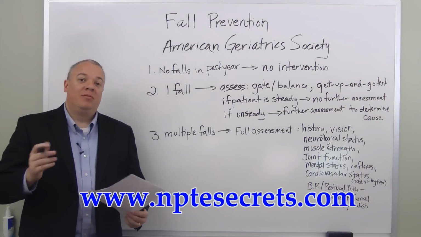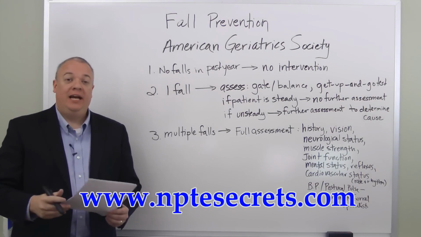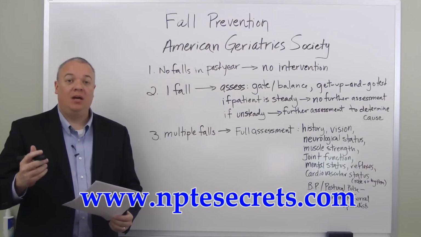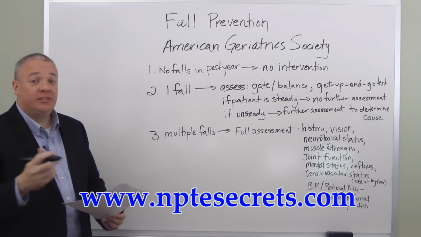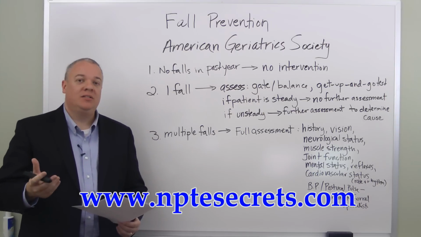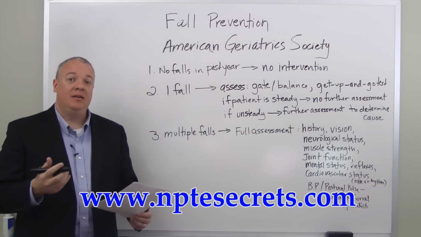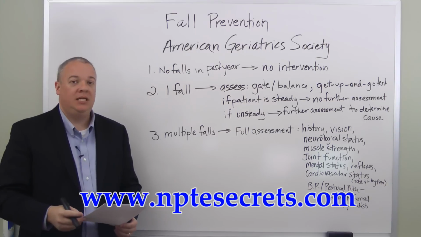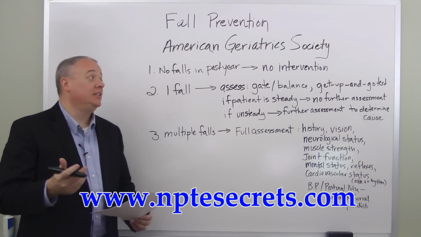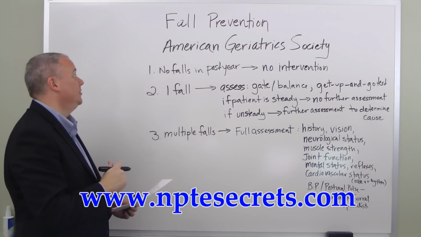When thinking about preventing falls in geriatric people, the American Geriatric Society has given us some guidelines to help us understand how to assess that and prevent that and help in those cases. So basically, the guidelines go as follows.